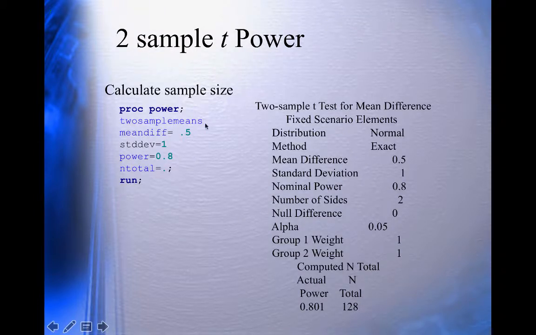Okay, two sample t power. So here again, I say proc power. Now I say twosamplemeans. I have a mean difference of 0.5. I have a standard deviation of 1. I have power of 0.8. How many people do I need?